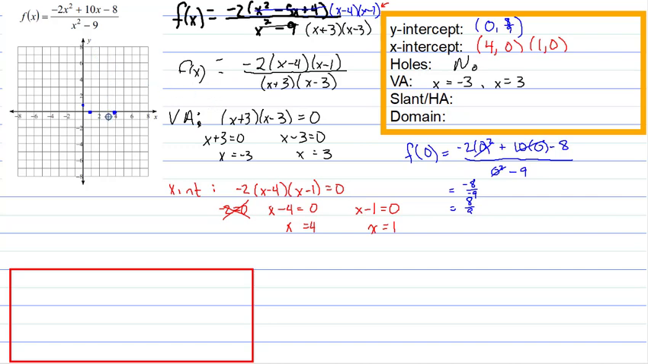So the vertical asymptote is at negative 3. It's going to be at positive 3 as well.